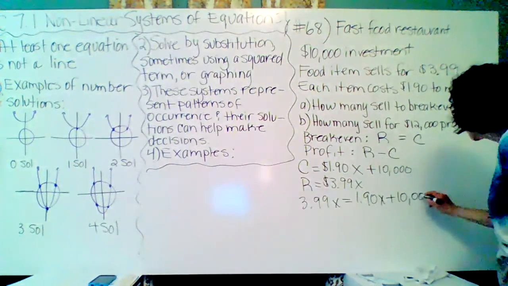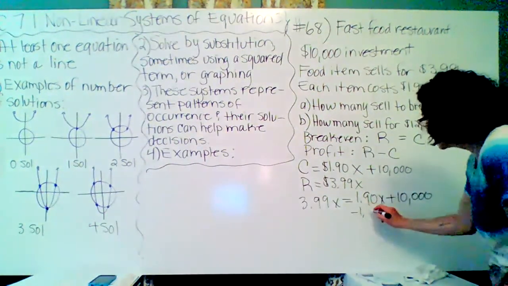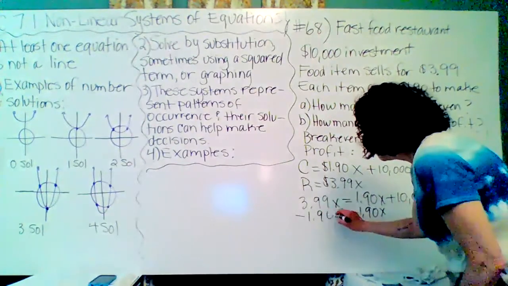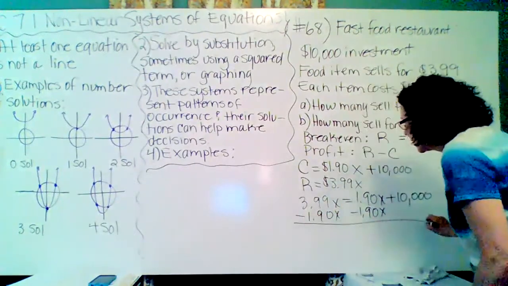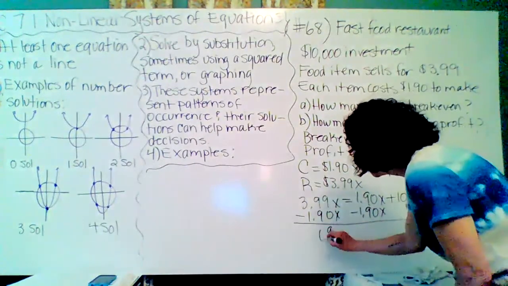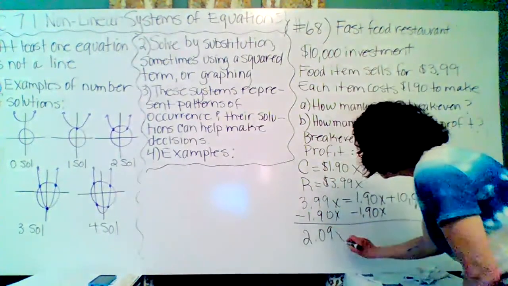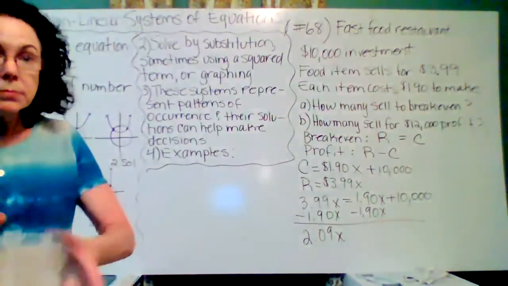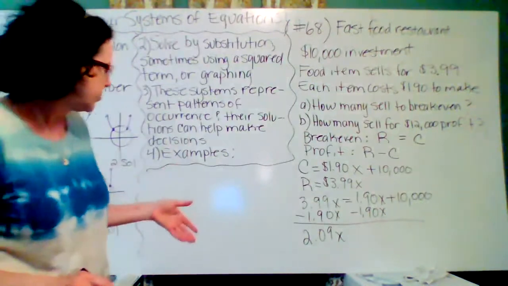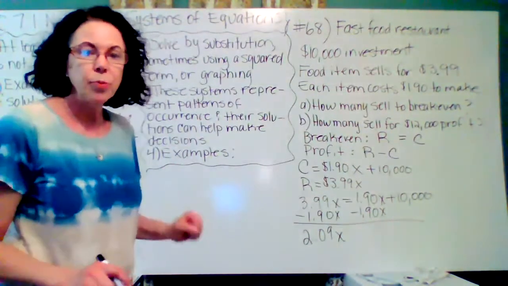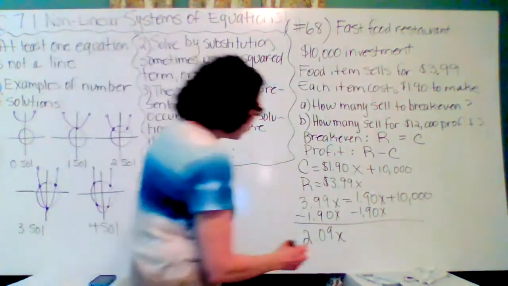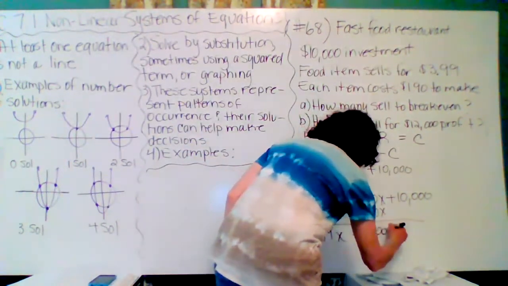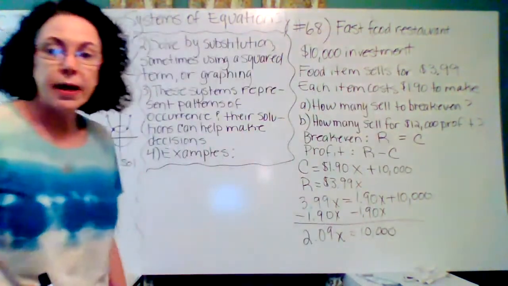So let's get our like terms together. This makes sense. Let's subtract $1.90X from both sides. Then what does that give us? We have 2.09X, which means you have a profit per item of $2.09 that you're bringing in per item. But notice that you have to use that money to pay off the $10,000 that you owe.